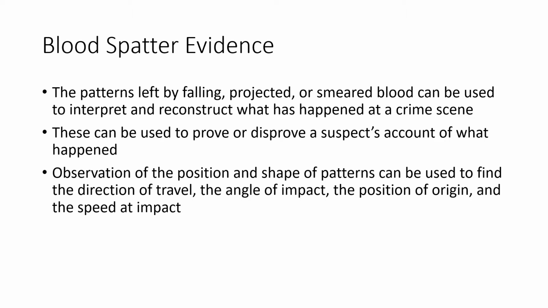And looking at the observation of the position and shape of patterns, they can be used to find things like the direction of travel, where that blood came from, the angle of impact, which can also give us an idea of exactly where it came from, the position of the origin. If the blood came from a victim, where was the victim standing at that point in time? We can also determine the speed at impact, which could be used to determine what type of crime occurred.